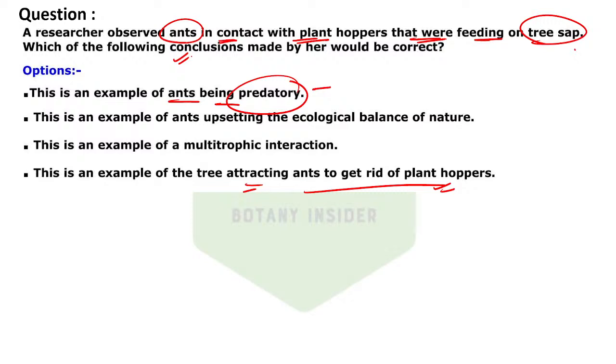Very good, very good. Let's see. A researcher observed ants in contact with the plant hoppers that were feeding on the tree sap. Which of the following conclusions by her would be correct?